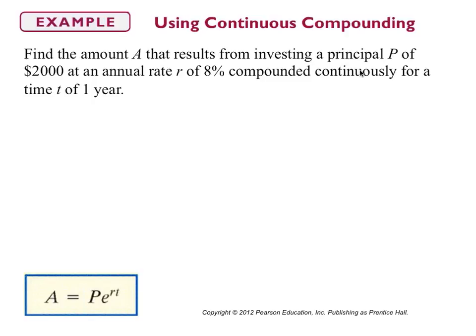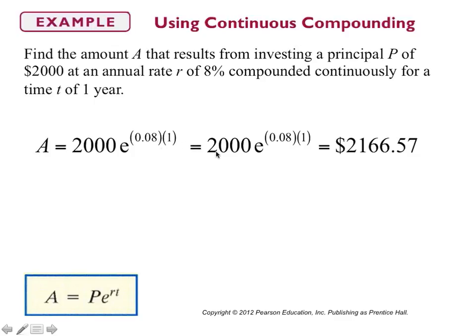So what we're going to do is plug everything in. We have our 2,000, which is our principal, times e to the 0.08 times 1 power. 0.08 is our rate, 1 is our time. And you just need to plug this into your calculator.